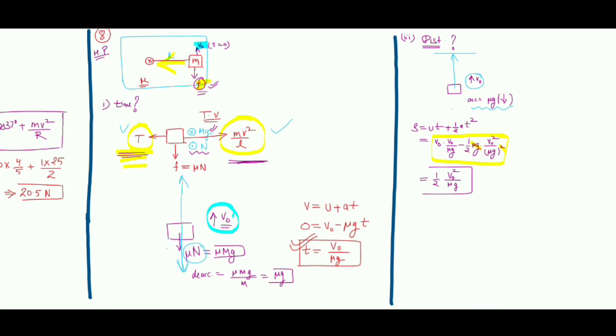With a constant deceleration mu into n. Mu is also not changing, n is also not changing. Mu will be mu only, n will be mg. Both are constant. So the acceleration overall, mu g, will also remain constant.